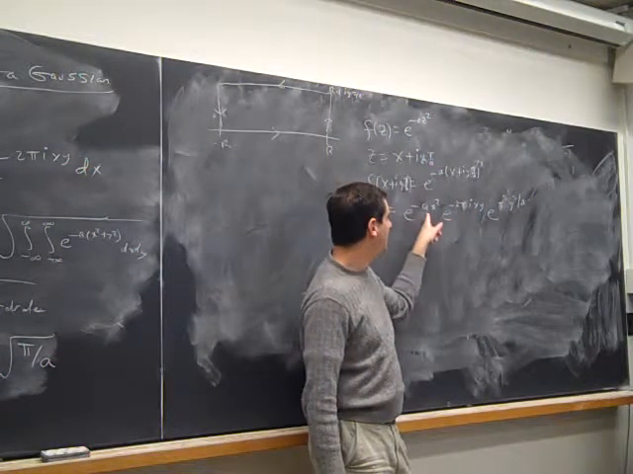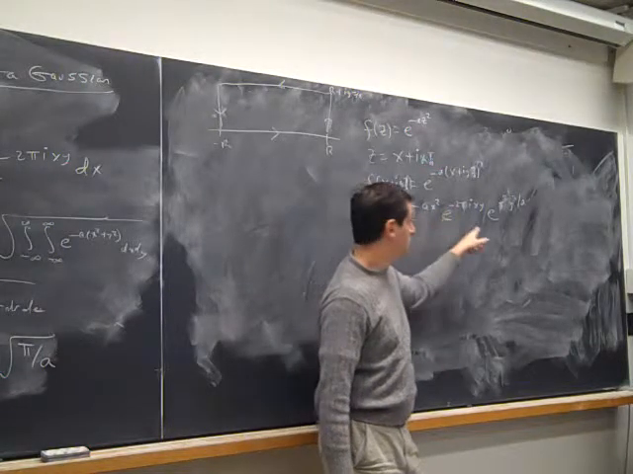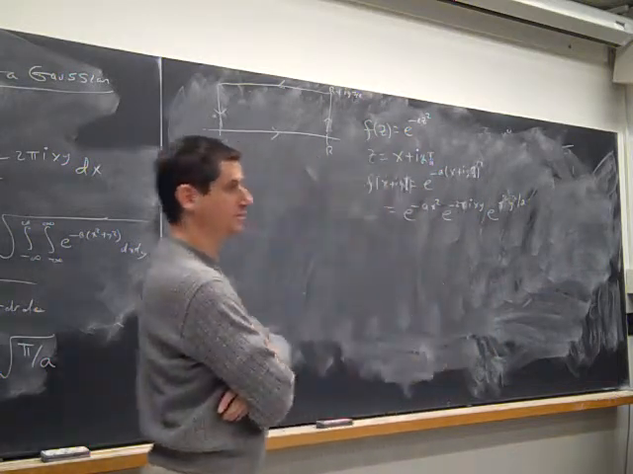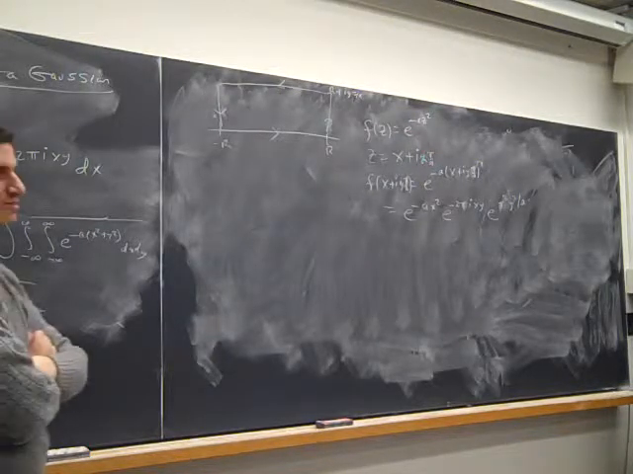I'm going to have an e to the minus a r squared. That's going to dwarf this. So the two vertical sides don't matter in the limit. Unless, of course, we were idiots and we chose a to be negative. But we wouldn't do that to ourselves, right?